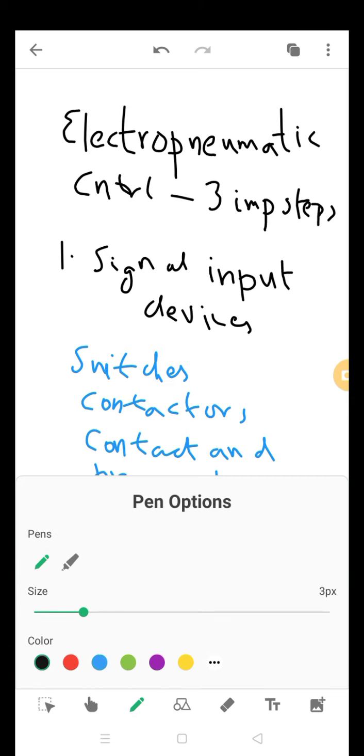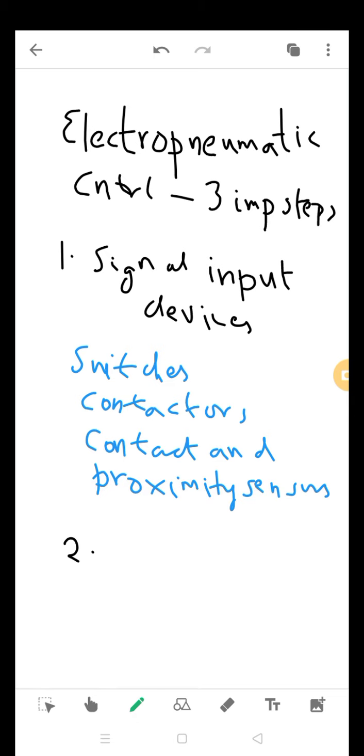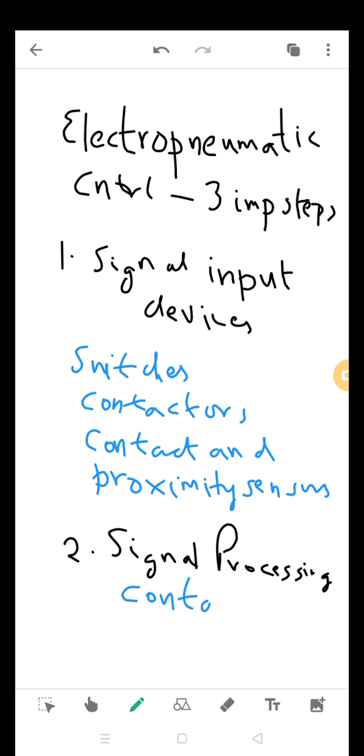The second important step is your signal processing, which also consists of contactors, relays, and PLCs.